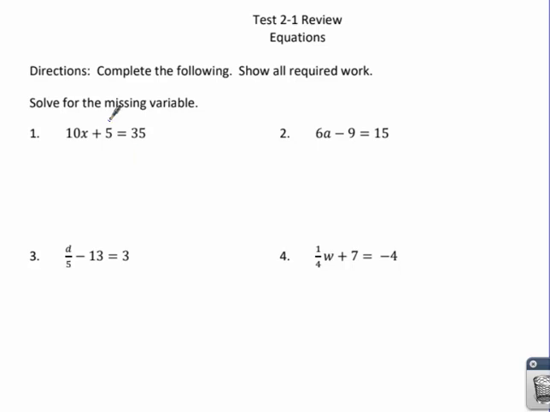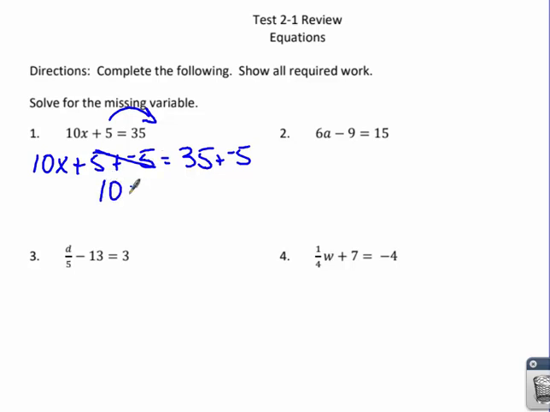And all we need to do is move this 5 over to be with the 35. And the way we do that is we add its opposite. So 10x plus 5 plus negative 5 is equal to 35 plus negative 5. And that's exactly the way I expect to see the work done on the test tomorrow. So now my 5's go away. I'm left with 10x is equal to, and 35 plus negative 5 gives us 30.